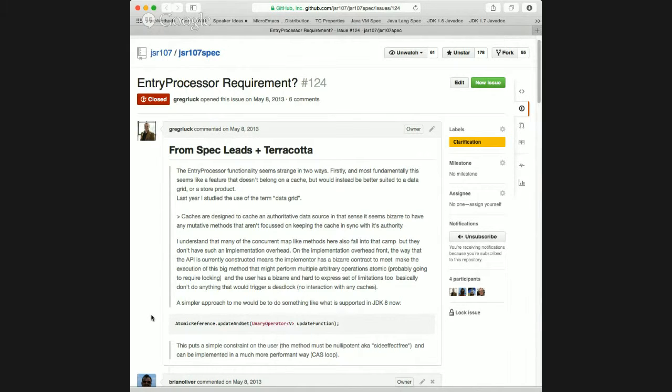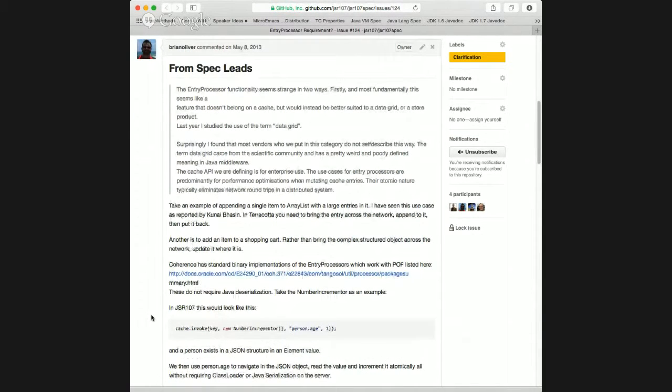Right. So this is the thing. It feels like something that belongs on a general purpose data structure or a general purpose data storage thing, and that's not what a cache is. Right. Brian makes this great comment. I'll page down. So Brian makes a great comment on here. Take an example of appending a single item to an array list with large entries in it. I've seen this use case as a product example in Terracotta. But the problem is, this is done in Terracotta in Ehcache because you're misusing the cache as a store.